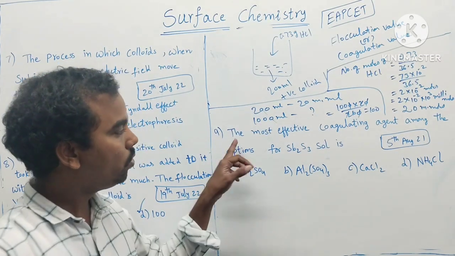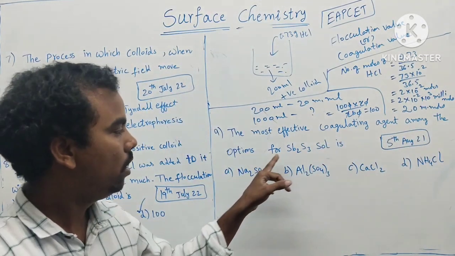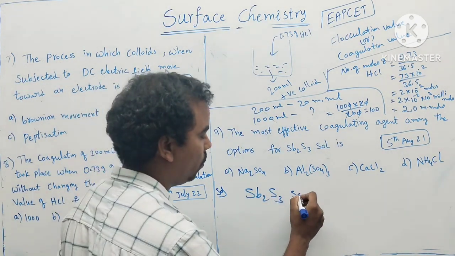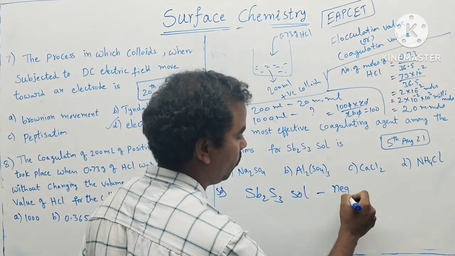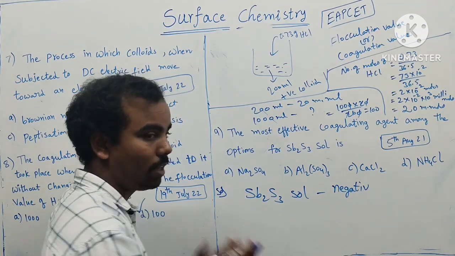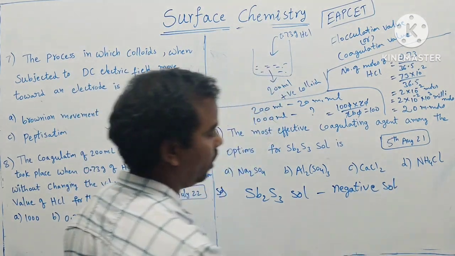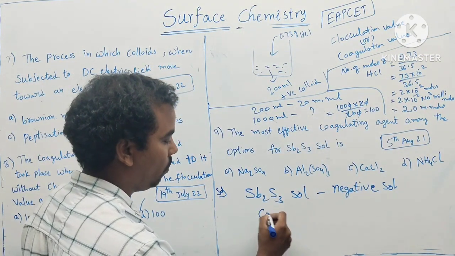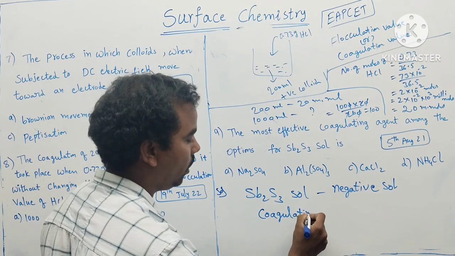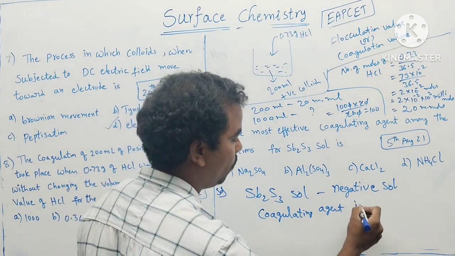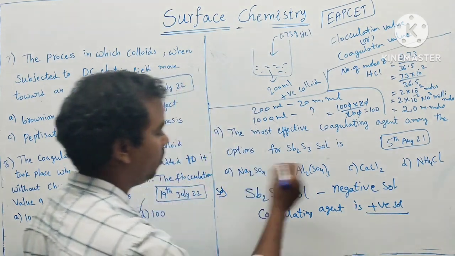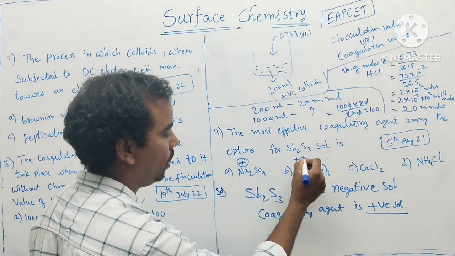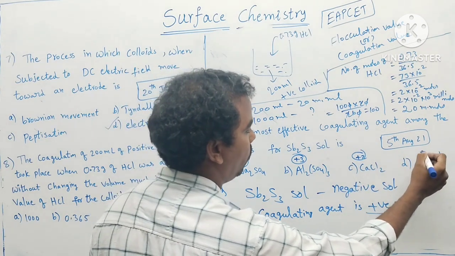Okay, next question. The most effective coagulating agent among the options for Sb2S3 sol. Sb2S3 sol is a negative sol. As2S3 or Sb2S3 sulfide sols are negative colloidal sols. For negative colloidal sols, the coagulating agent is positive. So which one is positive here? Na+, Al3+, Ca2+, NH4+.